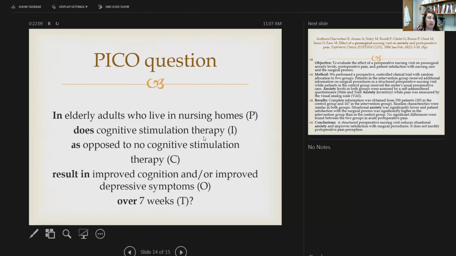So in this study, elderly adults who live in nursing homes, that was our population of interest. Does cognitive stimulation therapy, that is our intervention, as opposed to no cognitive stimulation therapy? So again, our control group were just people going about their daily lives. Our outcome is, did those result in improved cognition or improved depressive symptoms over 7 weeks? Oftentimes you can add a T piece, which is a time element to it. So again, these are the components of our PICO question: population, intervention, our comparison group, and our outcome.